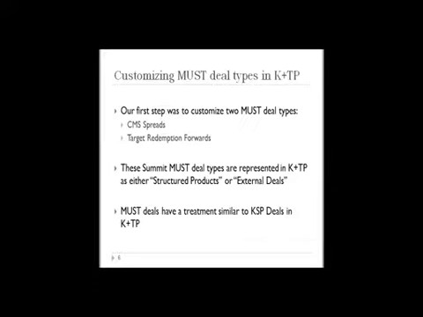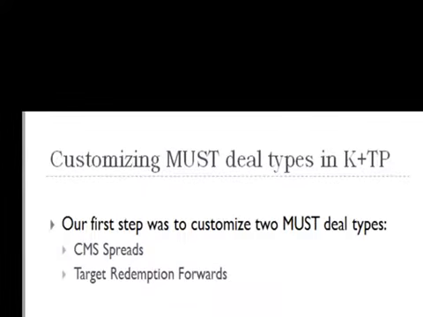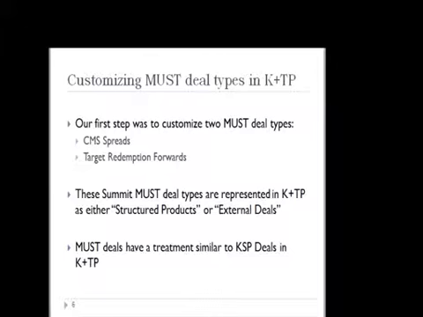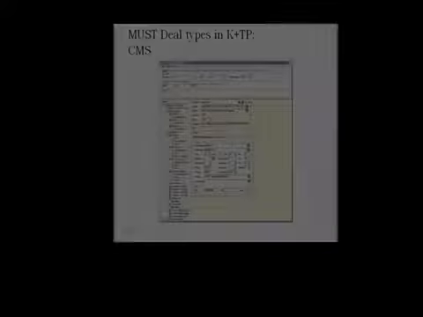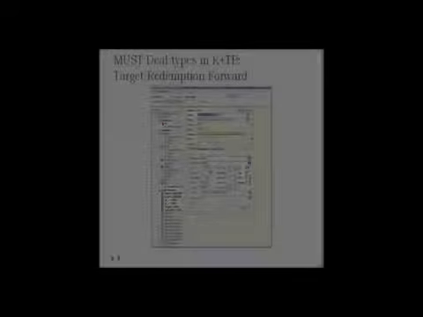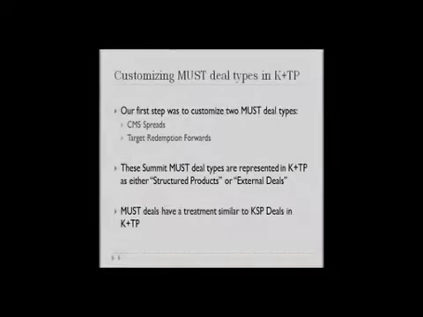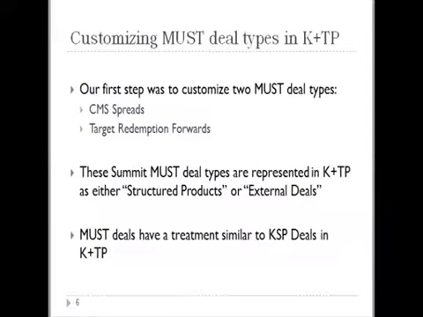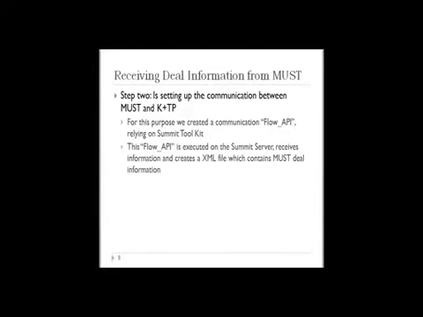The first thing we did was to customize two MUST deal types and configure dedicated rules so that K+TP can easily identify these deals coming from MUST: CMS spreads and target redemption forwards. MUST deals are managed similar to KSP deals, thus are represented as either structured products or external deals in KBO.